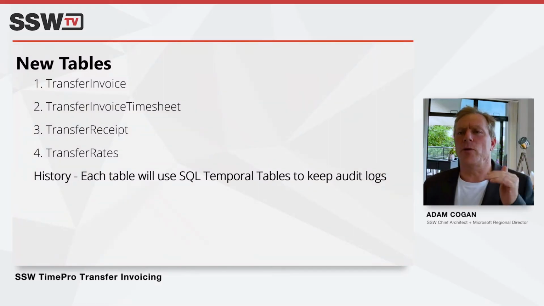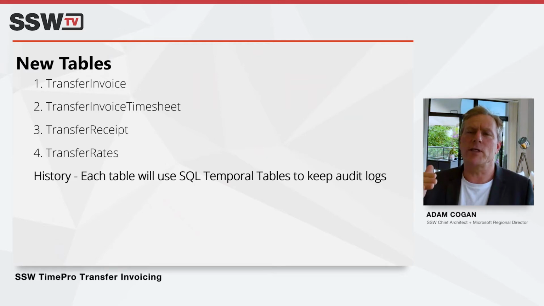Now, let's go through what is required. The first thing is these tables are going to need to be added. A transfer invoice table, a transfer invoice timesheet table, which would have just a link between that and the real timesheets, the receipts for when you get paid, and then the custom rates that you put together. I should note that every single change in this would have an audit history using the SQL temporal tables feature.